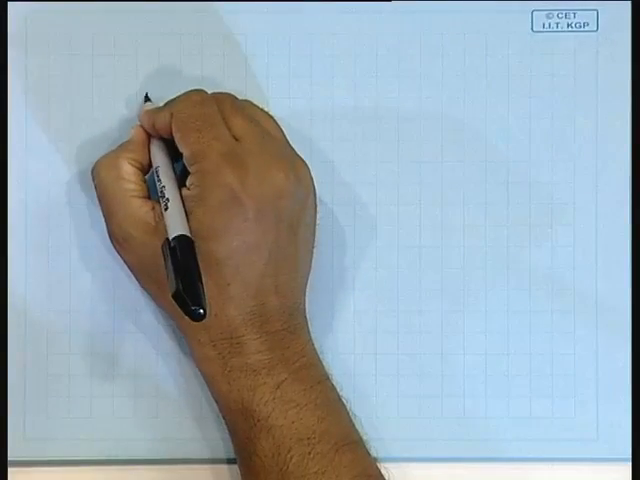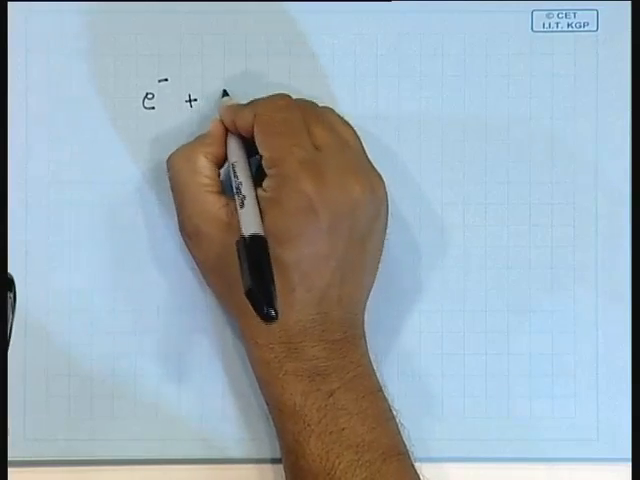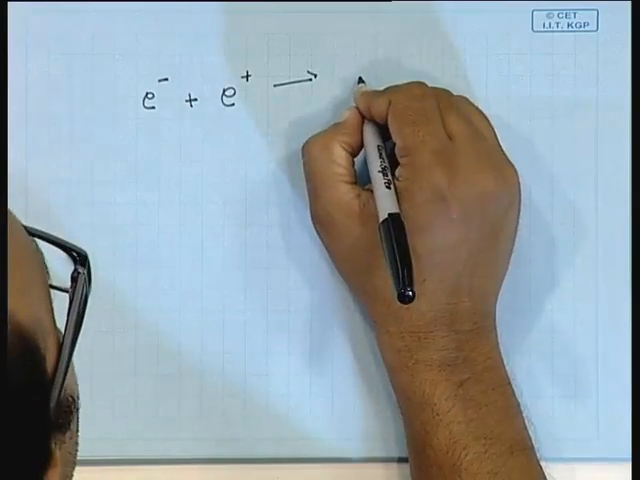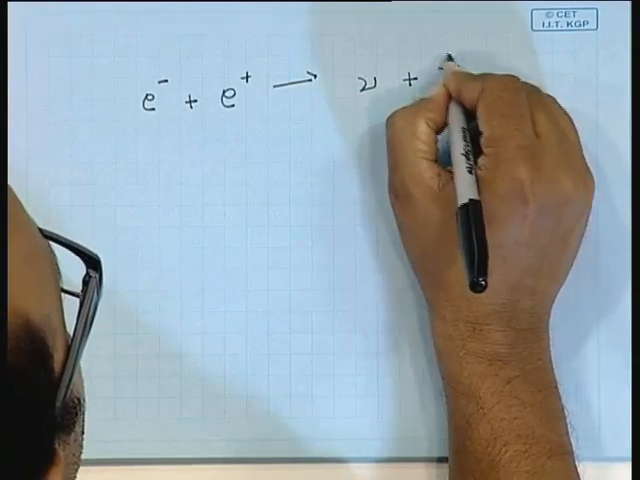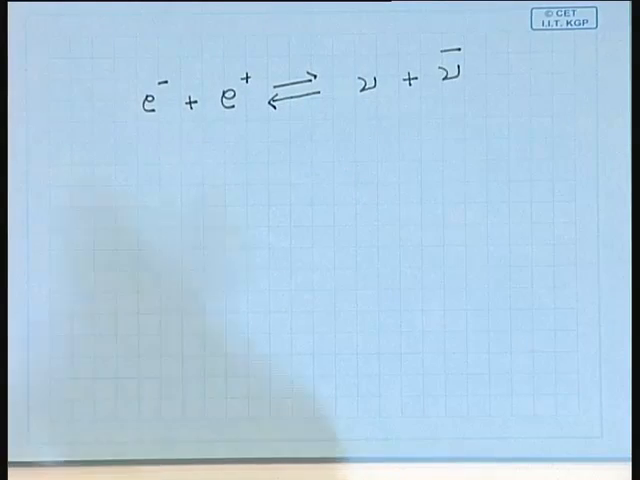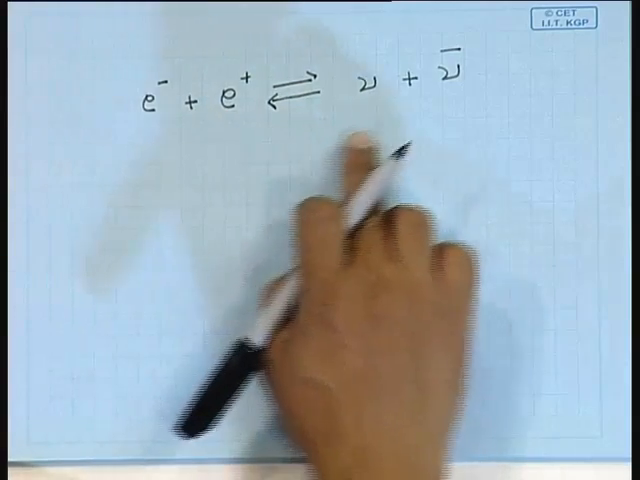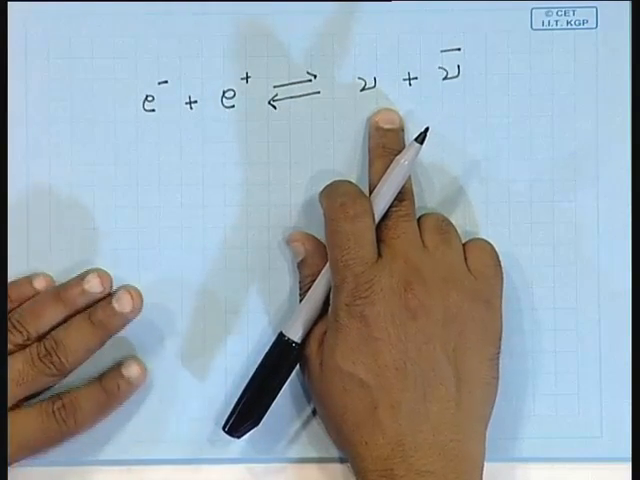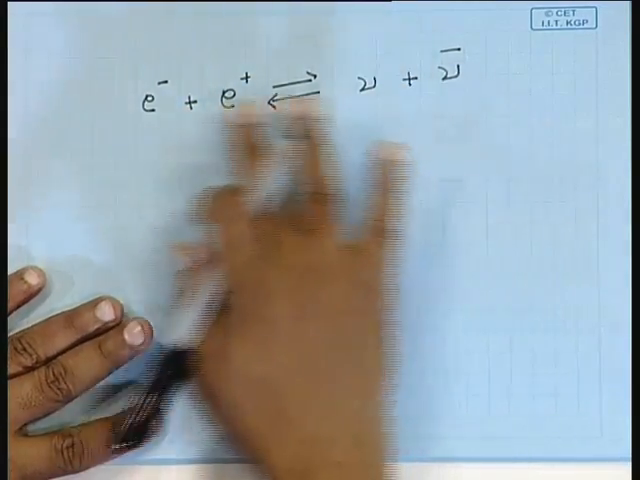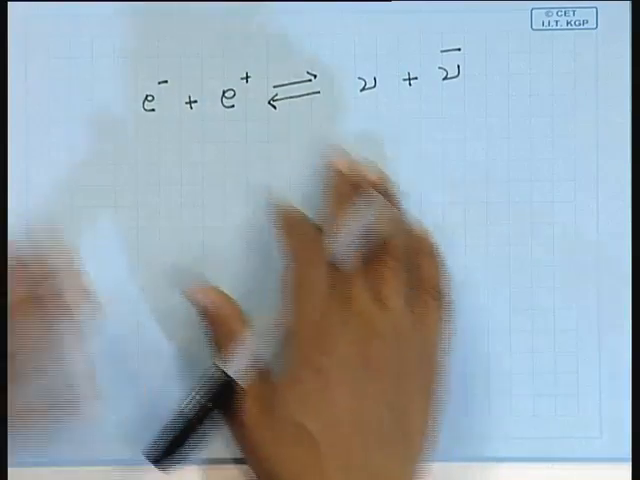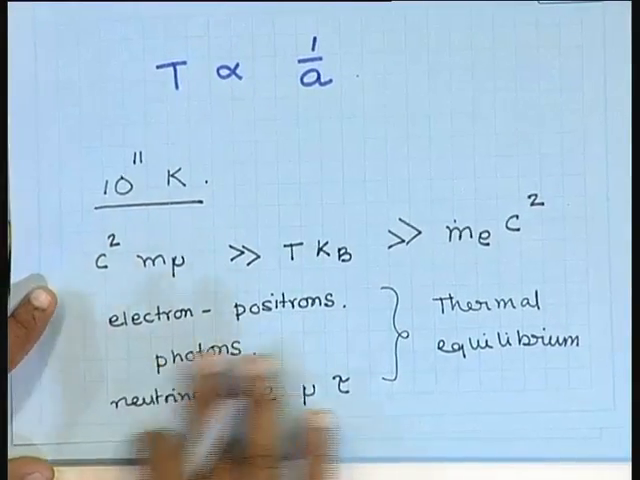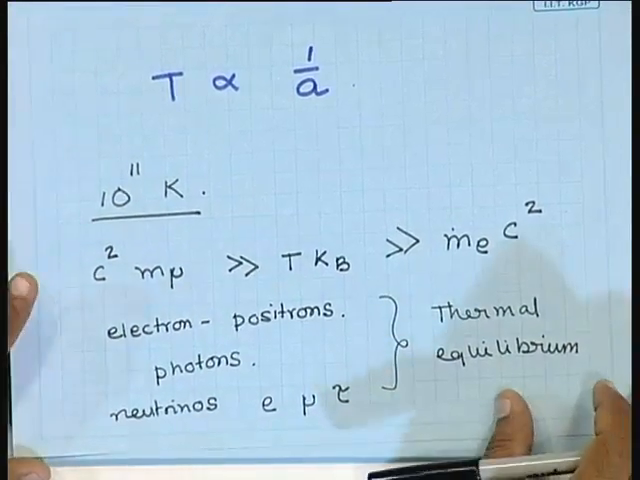So, you have this reaction, the electron and the positron, they can combine and give rise to a neutrino and its antineutrino, and the reverse. So, by this process you could have either electron neutrino or mu neutrino or tau neutrinos being produced. So, all of them are in thermal equilibrium. This reaction is in equilibrium, and so you have all these three things, the electron positron pairs, the photons and the neutrinos in thermal equilibrium.